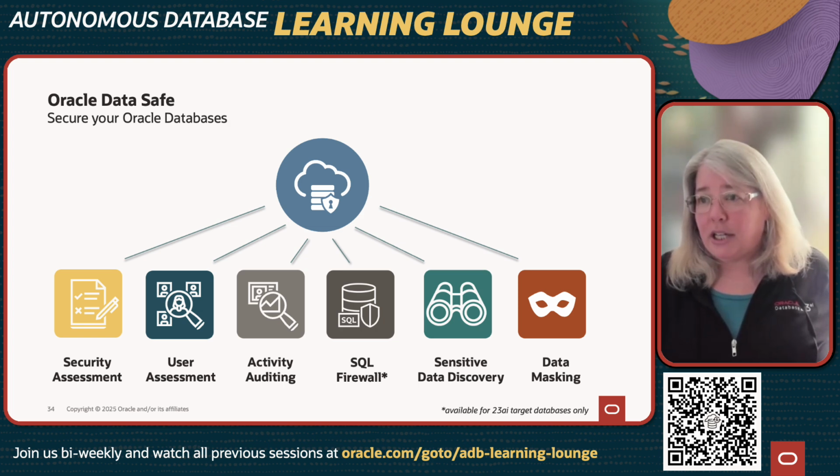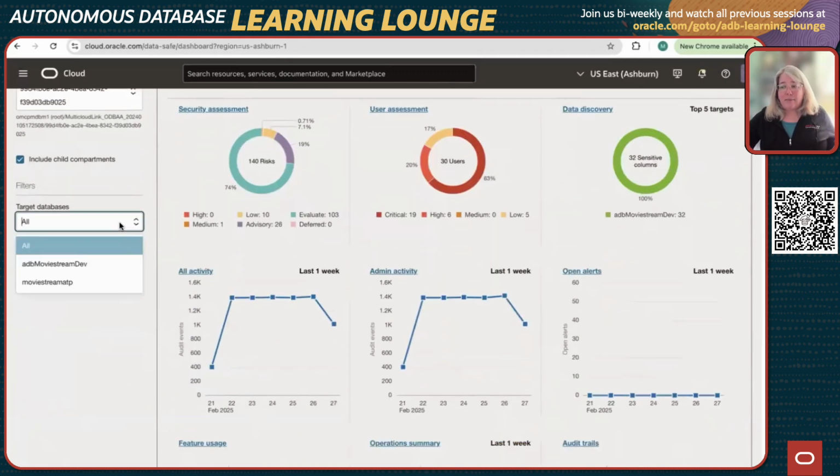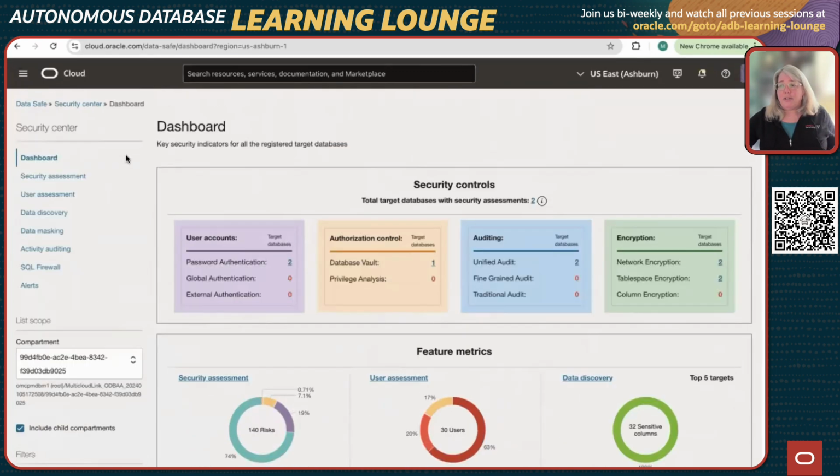So I'm going to actually switch over here and show you quickly the Data Safe dashboard. Now, this is actually looking at a couple of autonomous databases that we've built in Azure. So you would see your whole list of databases that I can see as a target database to get an overall security posture of my autonomous databases. And I can look at that. I can do a security assessment, user assessment, what we just talked about.